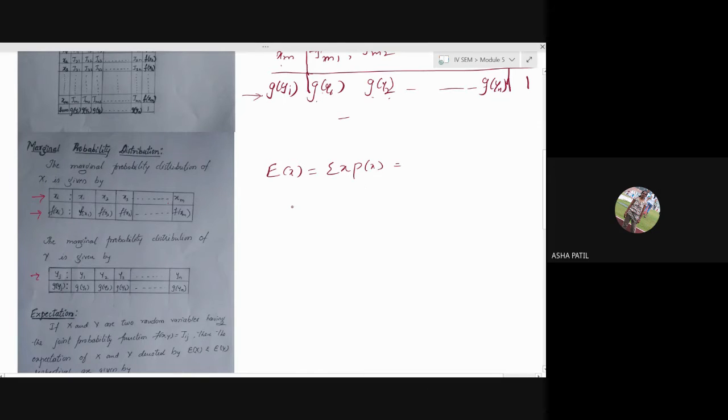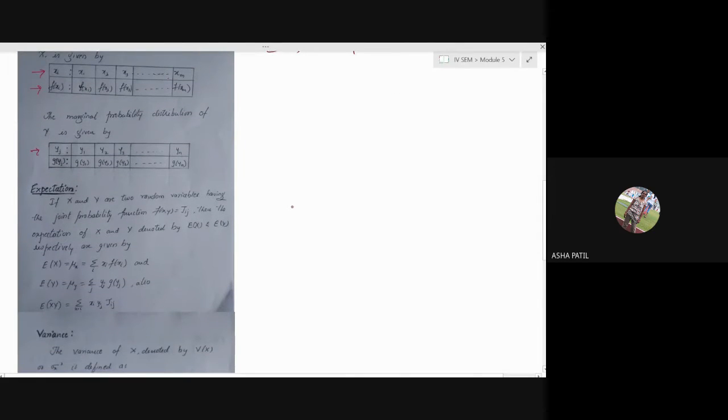Here, similarly, we will go for the formula for expectation in a joint distribution. If x and y are again two random variables, the expectation of x is given by mu x. Expectation of x is nothing but mu x, as we defined: it is the sum of xi into f of xi over all the probabilities.